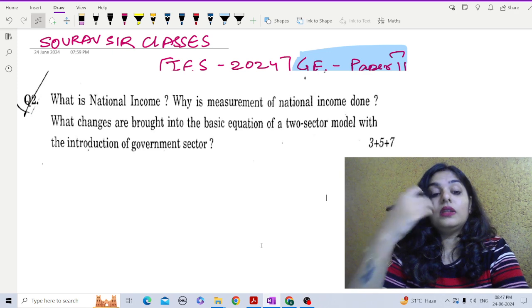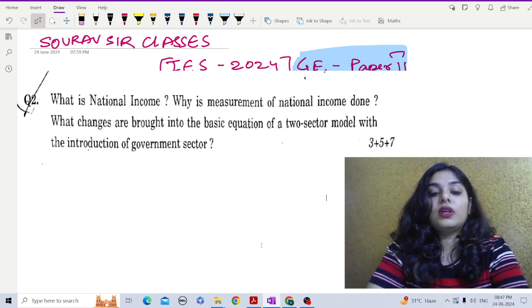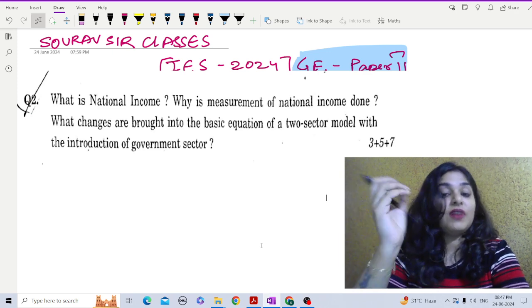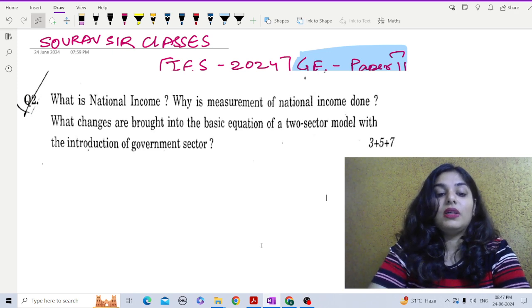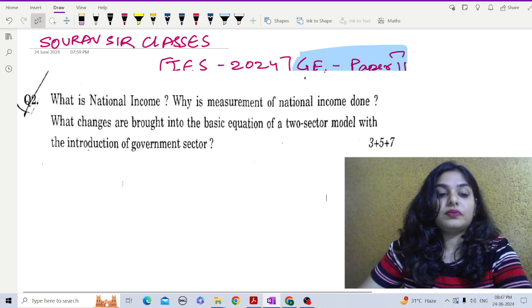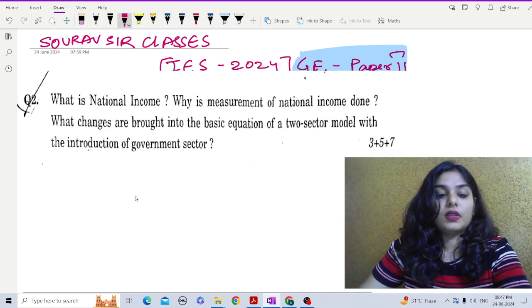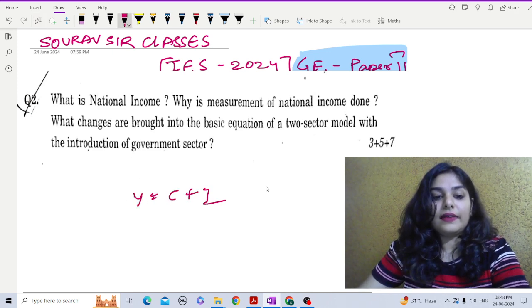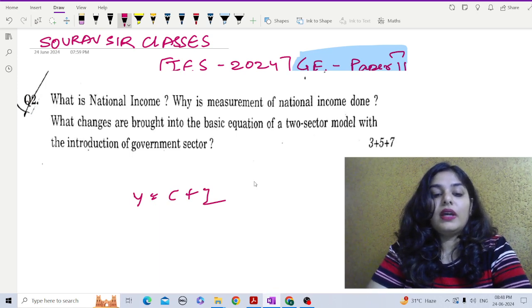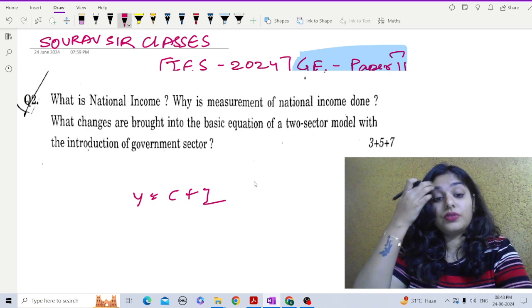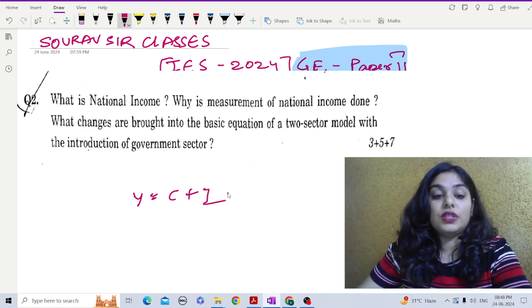Now, in the basic two-sector model, the economy consists of what? Households and firms, right? So the model's primary equation we know is what? Y is equal to C plus I, right? Now, as we introduce the third sector G, this is the basic equation.